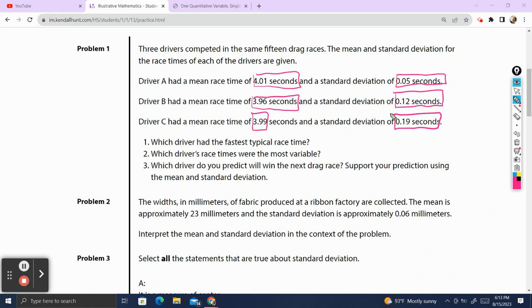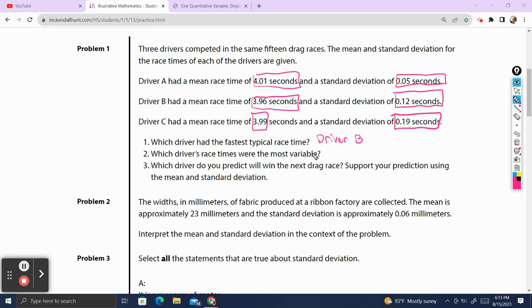Which driver had the fastest typical race time? So on average, the fastest race means that they finished the race in the shortest amount of time. So in this case, the driver that had the fastest race time is driver B, because 3.96 is the shortest race time out of those 3 race times.